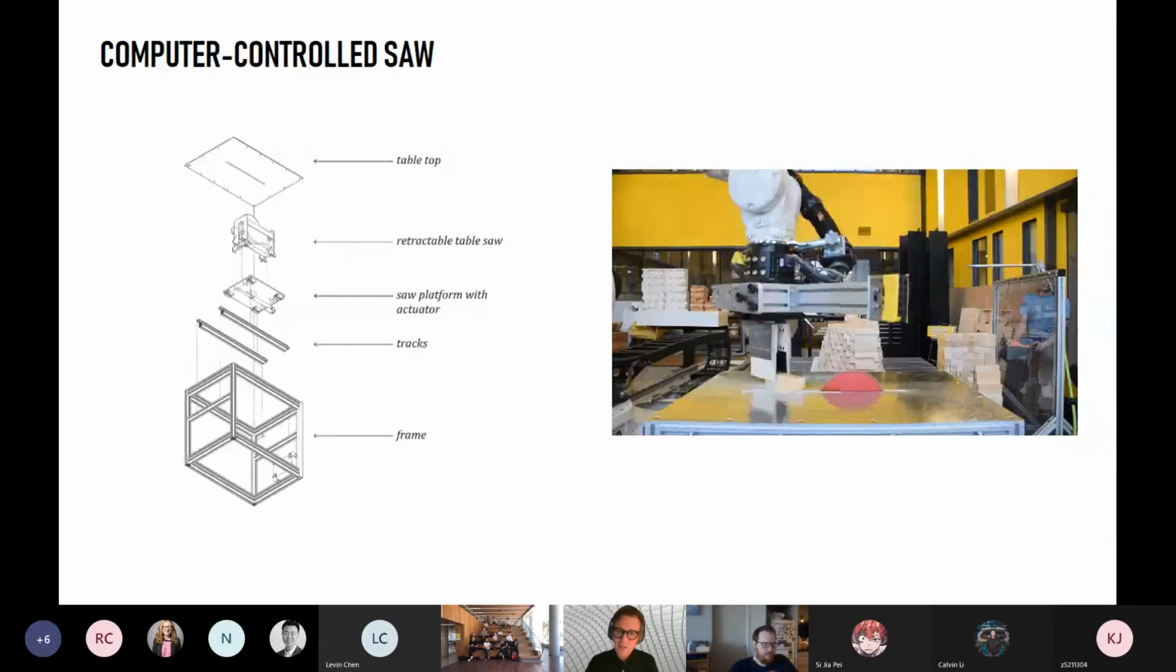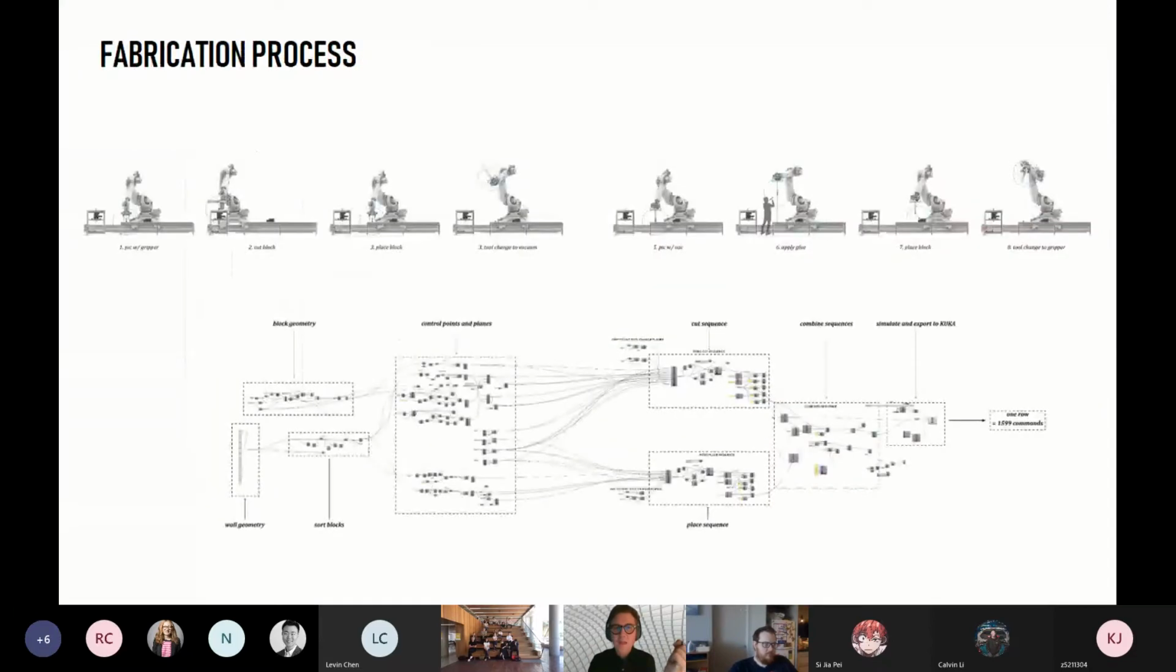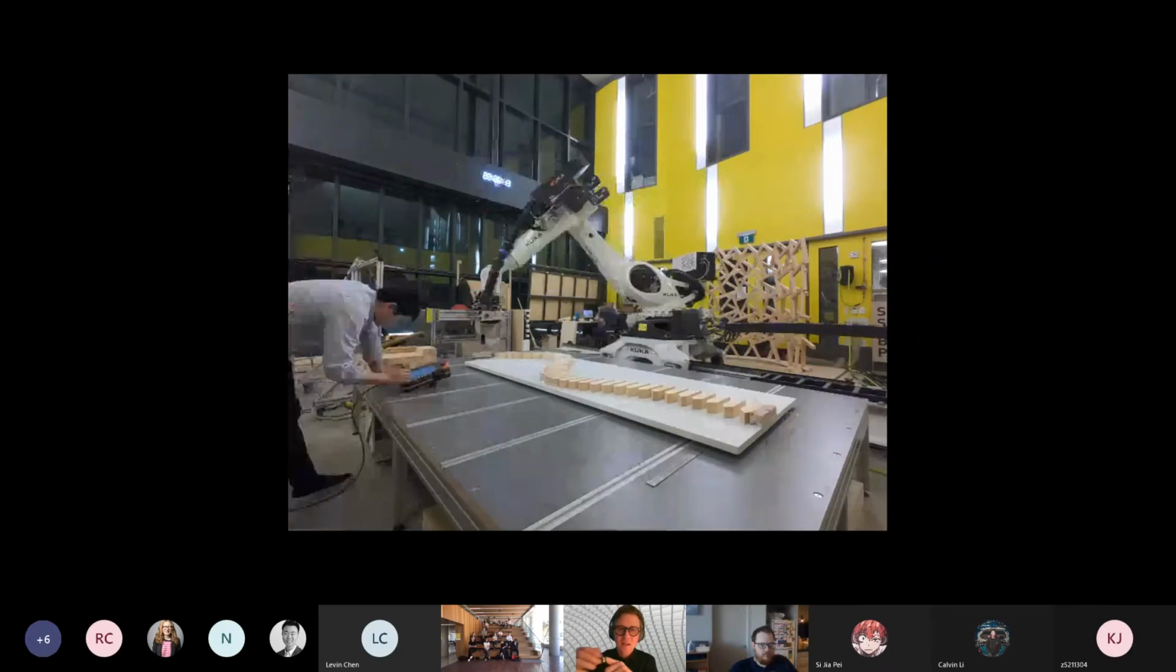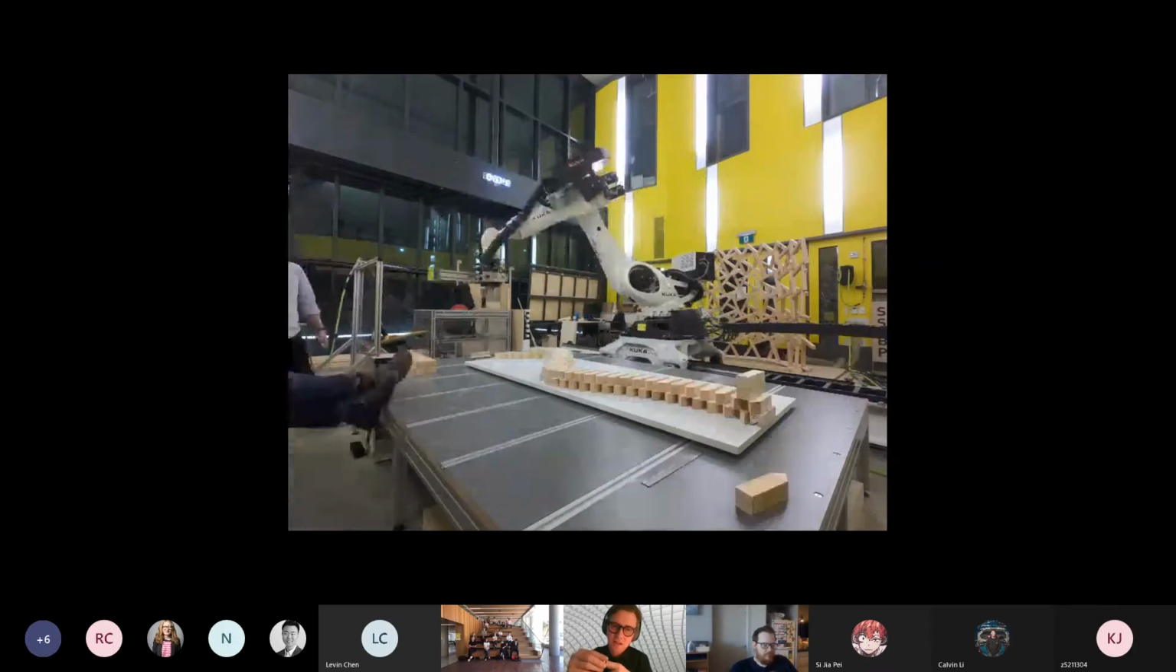And so we built this custom saw table as well. This computer controlled saw table enabled us to cut these blocks very precisely. And then the robot gripper could then hold them in the right spot. So it's a relatively complex application process that you can see here.